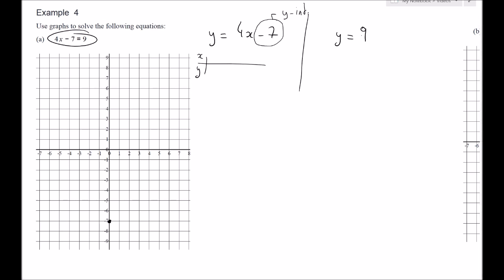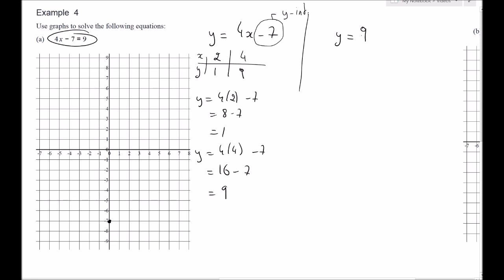Now let's have a look. Let's pick some random numbers. Let's say if x is 2, what do you get? Well, you get 4 times 2 minus 7, which is 8 minus 7, which is 1. So when x is 2, y is 1. And let's pick a third one. When x is 4, just to make sure, that's 16 minus 7, which is going to be 9. So I have 3 points now.